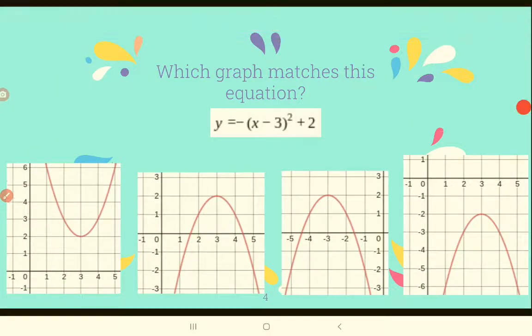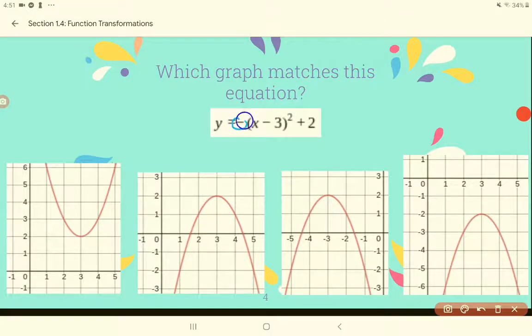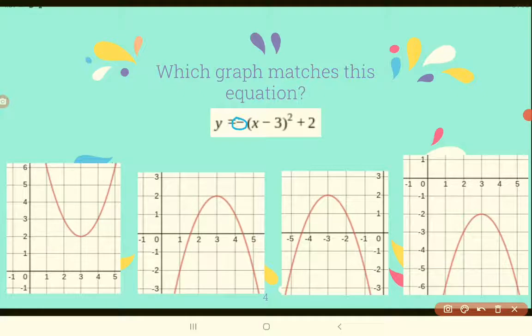Which graph matches this equation? We'll start breaking it down. The first thing that I check is the symbol out front. There's a negative. What does that negative tell me? It tells me this graph is going to point down. It's been reflected. So it, therefore, can't be the first one. It's got to be one of the last 3.